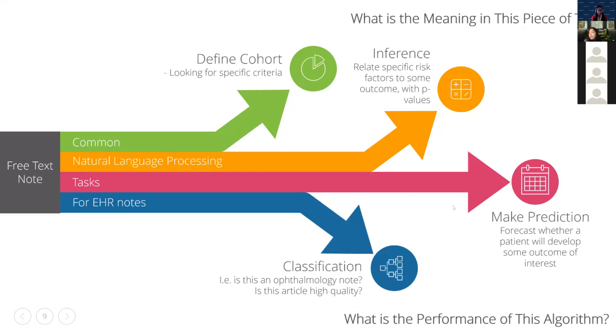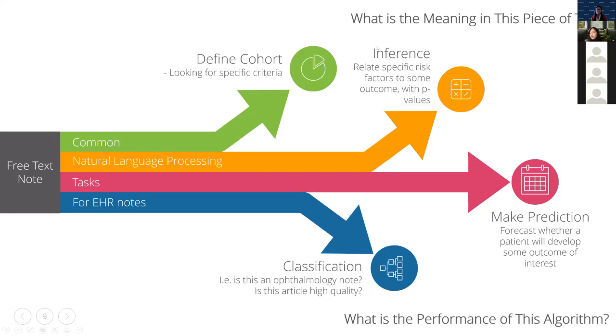On the other hand, you might just be interested in making a prediction, like forecasting whether a patient will develop some outcome of interest, like, for example, will their vision get worse or better, or classification, which is very similar, not necessarily a longitudinal judgment, but maybe you want to say something about this particular piece of text. Is it an ophthalmology note or a neurology note or something like that?